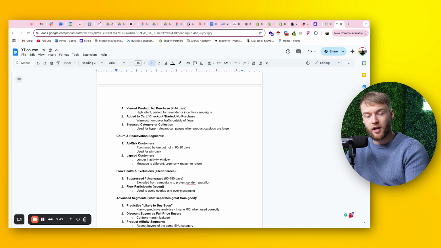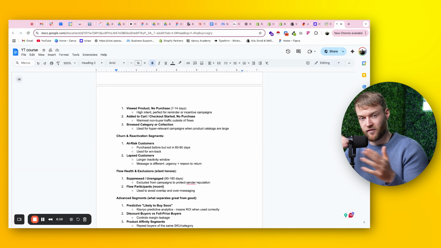So yeah, your churn and your reactivation segments. So you've got your at-risk customers, people who've purchased before, but they haven't in the last 60 to 90 days. A really important statistic in the e-commerce space is that once someone purchases, if they don't purchase within 90 days after that, if they go beyond that, there's a 70% chance they'll never come back again. So that 90-day window is crucial.